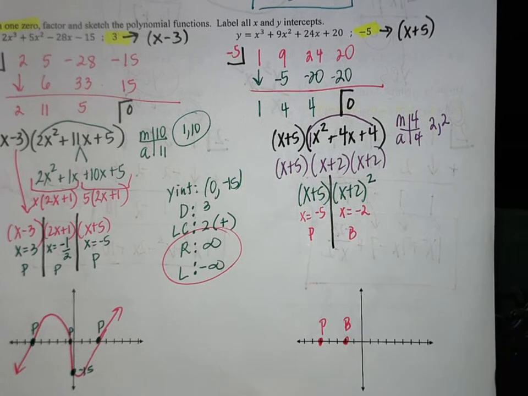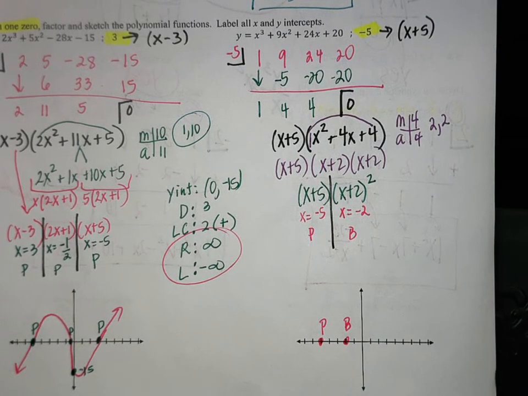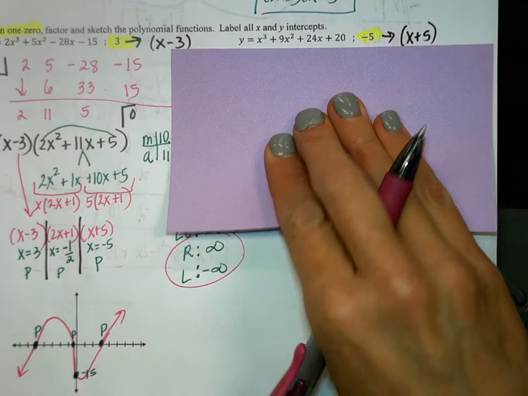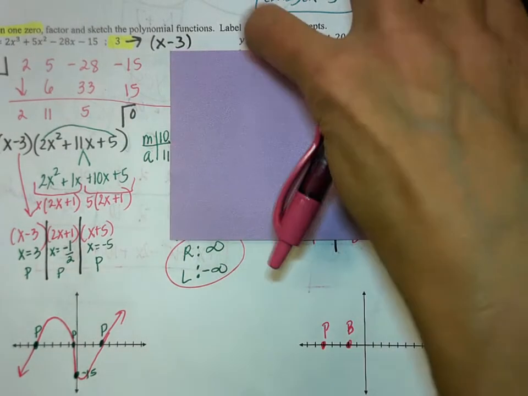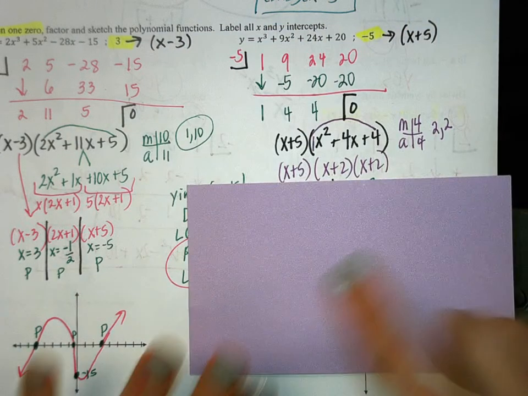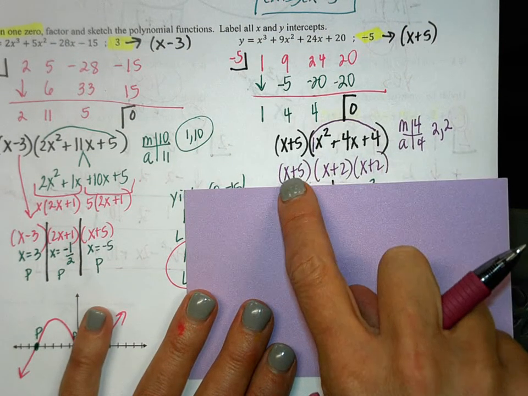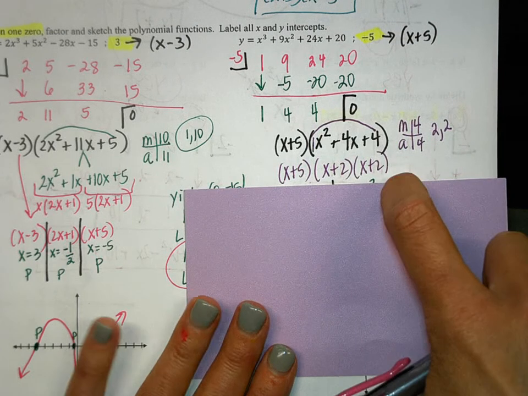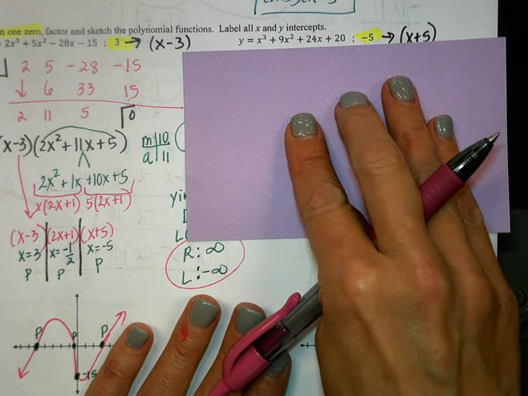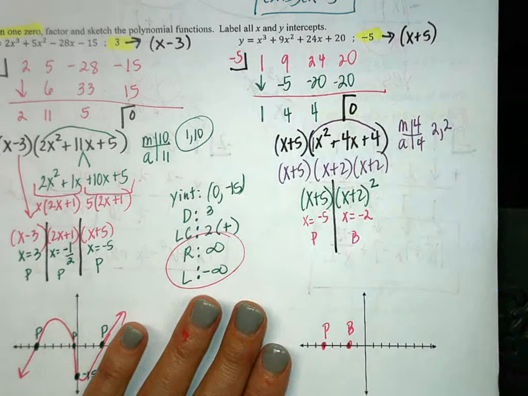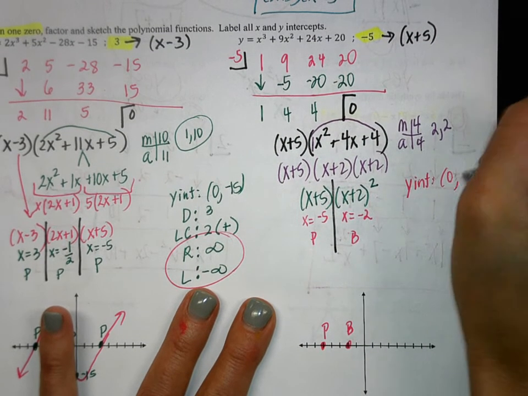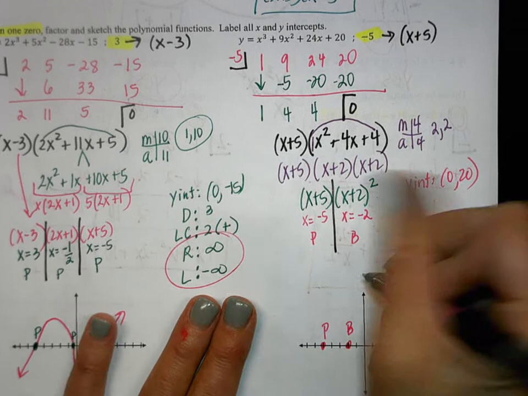Y-intercept. Okay, what will be my y-intercept? 0, 20. Very good. And that's easy to find back here, right? Because we plug in 0 for each of these. Now, you can plug in 0 here, and you'd get 0 plus 5 is 5, 0 plus 2 is 2, 0 plus 2 is 2, and you multiply 5 times 2 times 2, and you would still get 20. It's just easier up there. So my y-intercept is 0, 20. So we make a mark, call it 20, make a point.